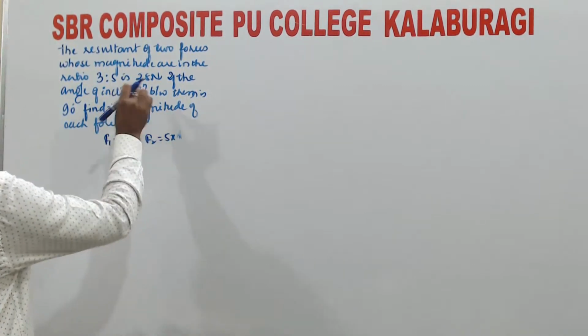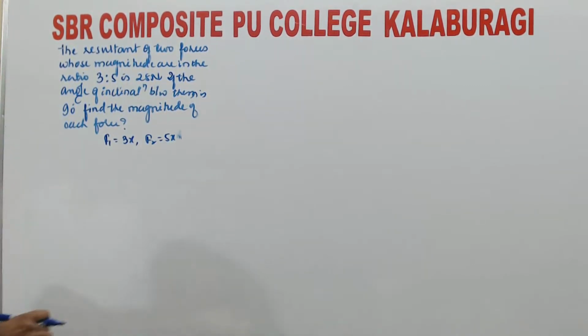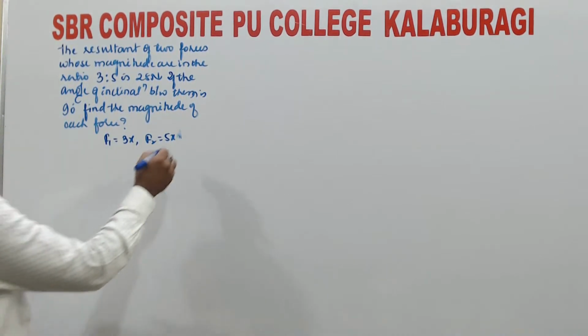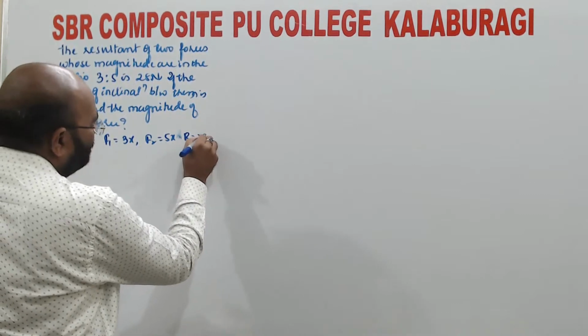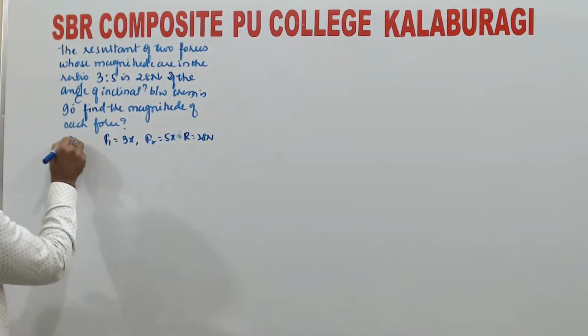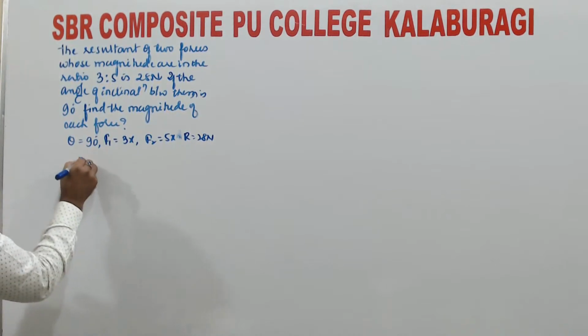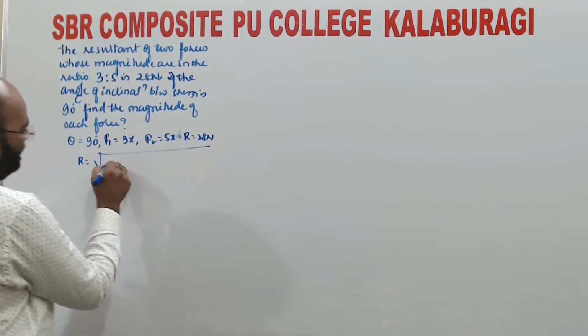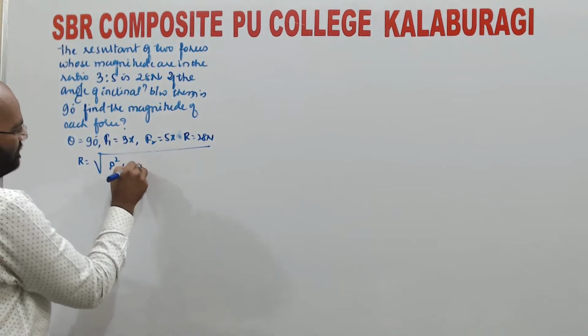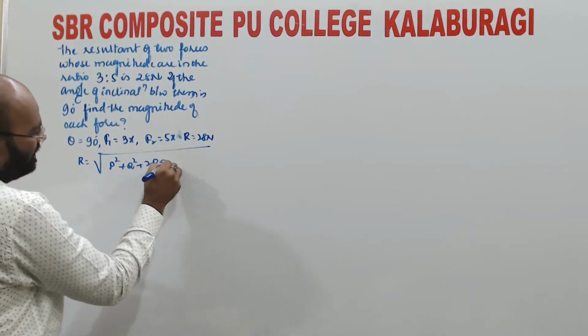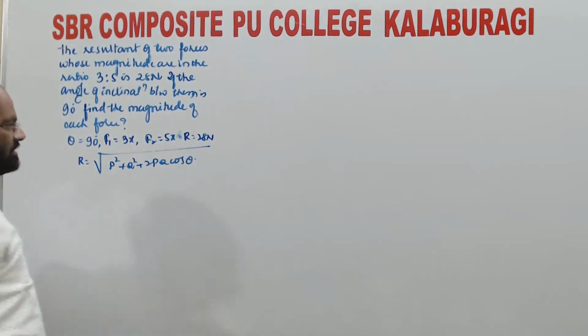There is a resultant also given. The resultant R is equal to 28 Newton, and theta is given as 90 degrees. Then you can substitute. R is equal to the square root of P square plus Q square plus 2PQ times cos theta. Use this formula, you can get the answer.